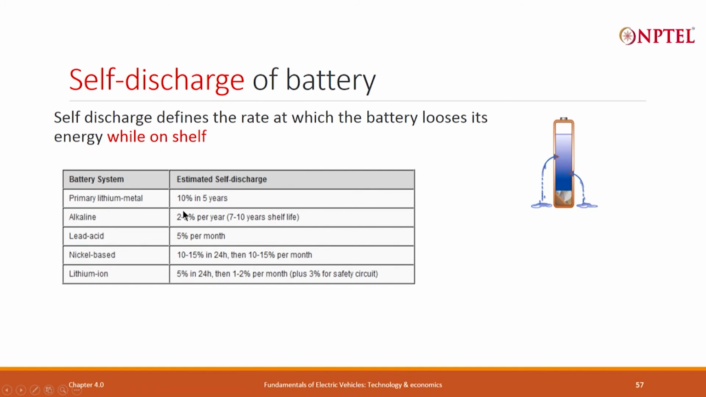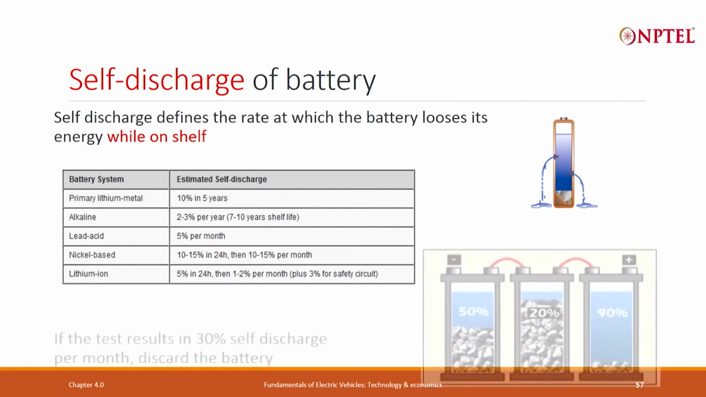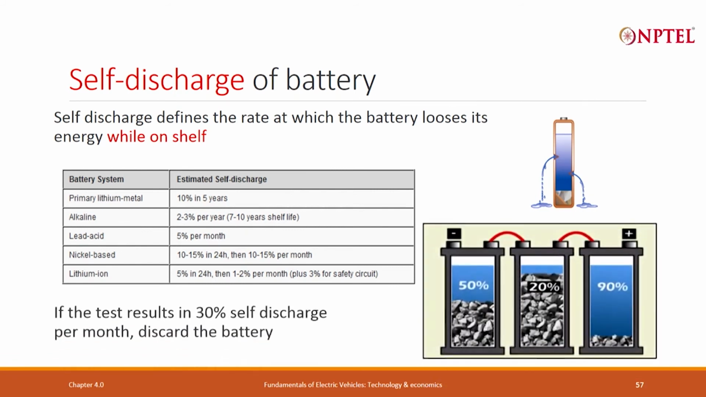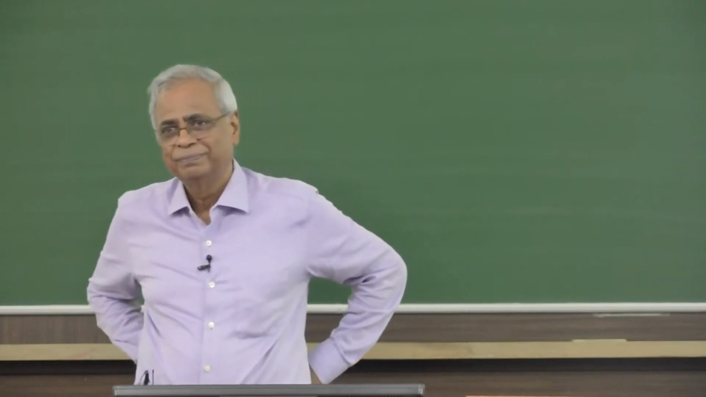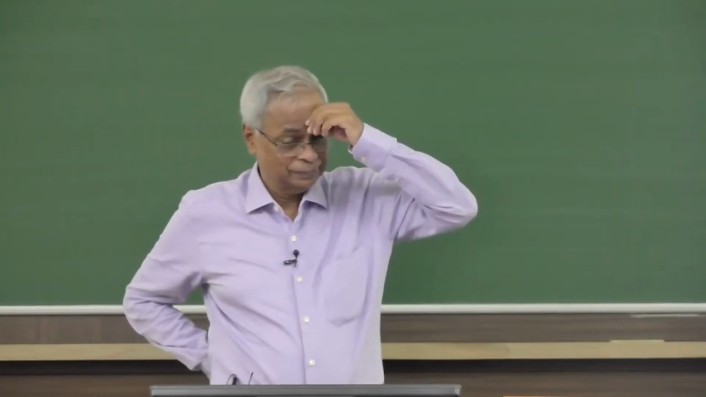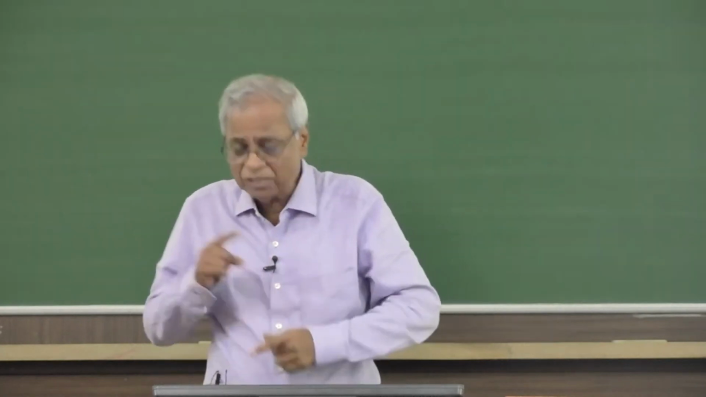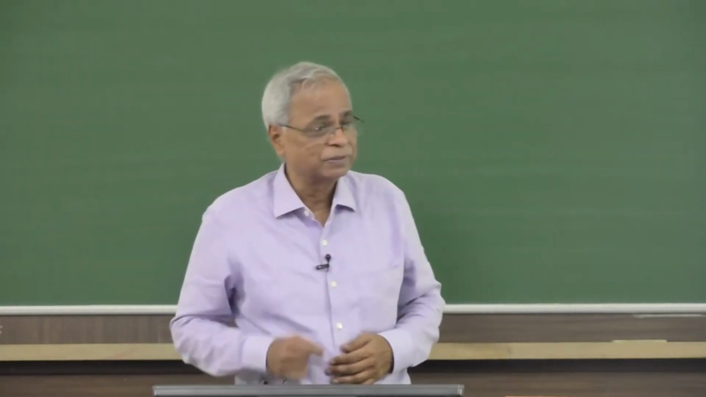Self discharge is important, and you do not want more than 1 or 2% in a month. So, that is a point that I was making. If test result shows that there is a 30% self discharge per month, discard the battery. Something is going wrong, it is self discharging.